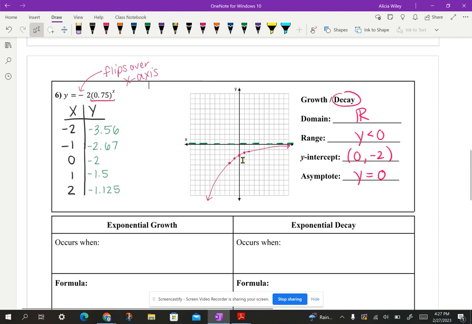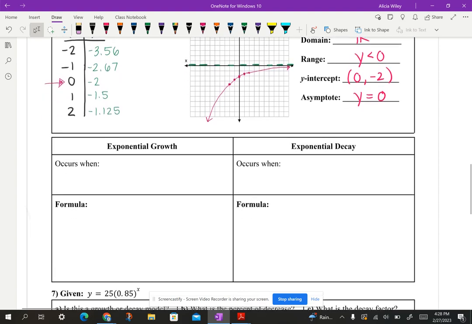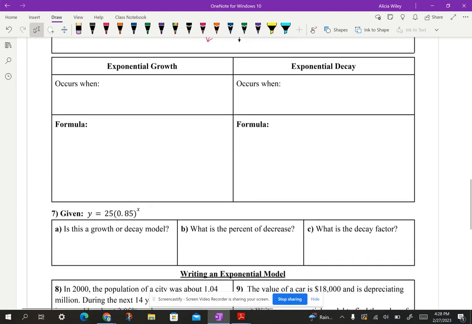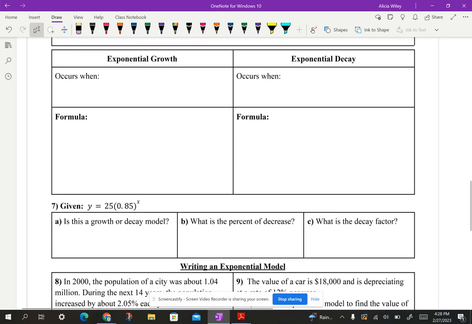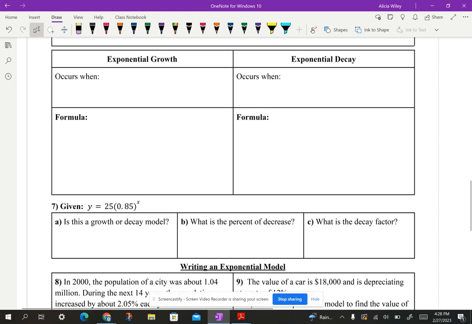Pay close attention to the range. Notice it's less than zero, not greater than zero. The y-intercept is over here in your table, okay? So there is that. And you'll get more practice with this in your assignment that you're going to get after this video. All right, let's move on to other exponential growth and decay applications here, okay?